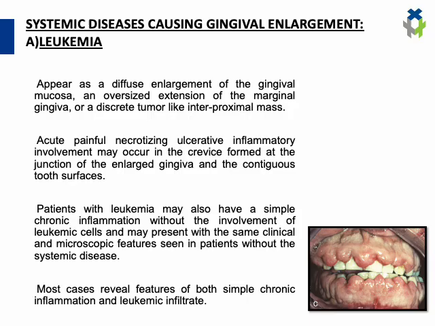Systemic diseases causing gingival enlargement. First one is leukemia. It appears as a diffuse enlargement of the gingival mucosa and oversized extension of the marginal gingiva, or as a discrete tumor-like mass in the interproximal space. Patients with leukemia may also have a simple chronic inflammation without the involvement of leukemic cells and may present with the same clinical and microscopic features seen in patients without the systemic disease. Most cases reveal features of both simple chronic inflammation and leukemic infiltrate.